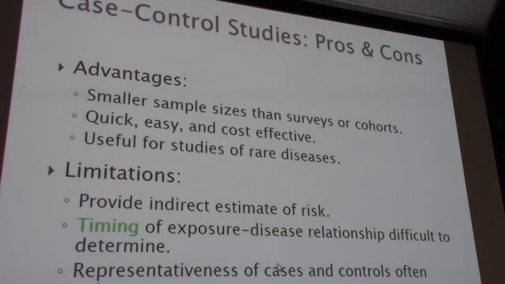Limitations are that they provide an indirect estimate of risk. That's sort of a technicality, but we're looking at the odds of exposure, not the actual risk of new disease development. Those are often a good approximation of each other, but not always. The timing is still difficult to determine. What came first? It's one snapshot in time, and you're asking about prior exposures, which can be tricky. Representativeness of cases and controls is often unknown, so how well they represent the overall population can be questionable.